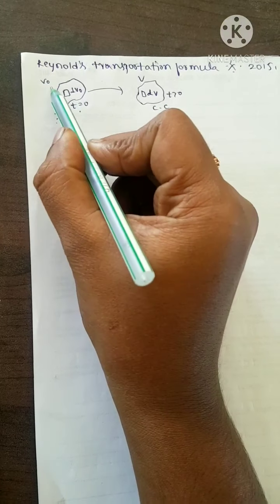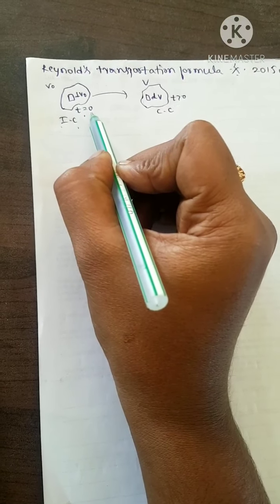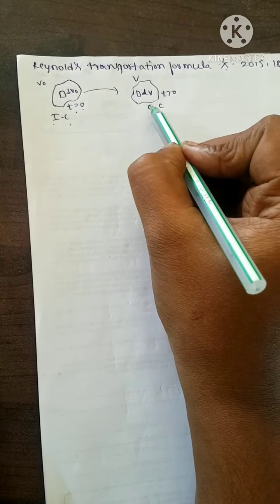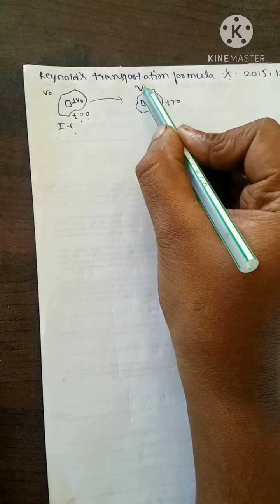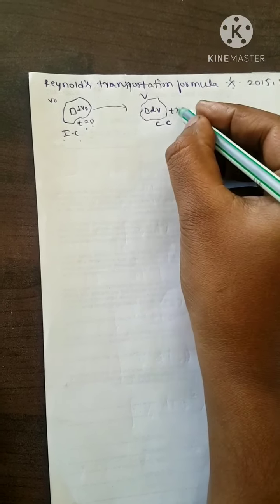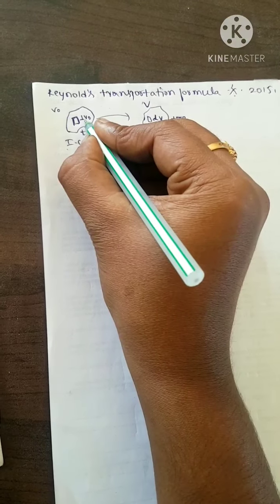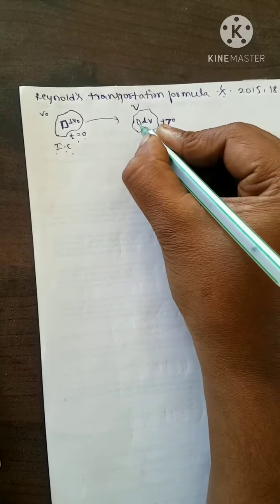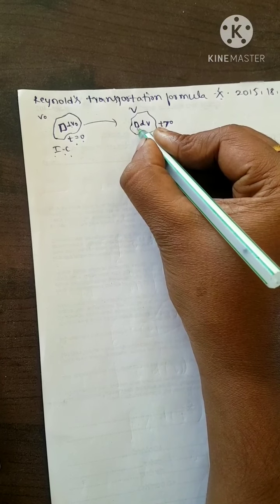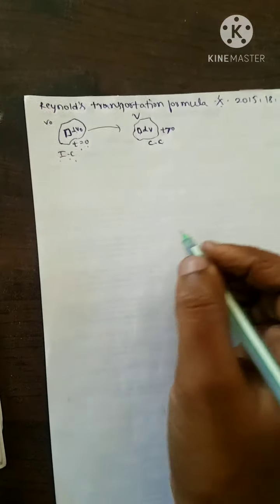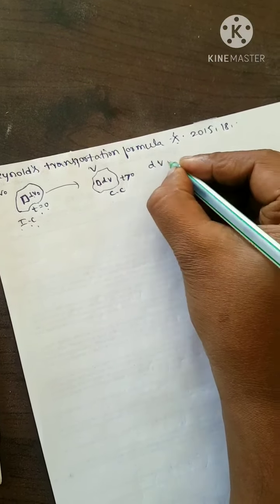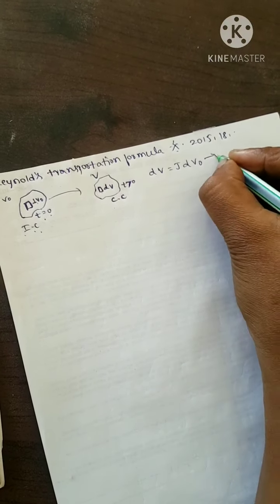Let V0 be the volume occupied by the continuum at time t equal to 0. After some time t it moves to some other point, which is called the current configuration, and V is the volume occupied by the continuum when t is greater than 0 in the current configuration. If dV0 is the volume of an element of the continuum in the initial configuration, and dV is the volume of the same element in the current configuration, then there exists a relation between these two volumes: dV is equal to J into dV0.